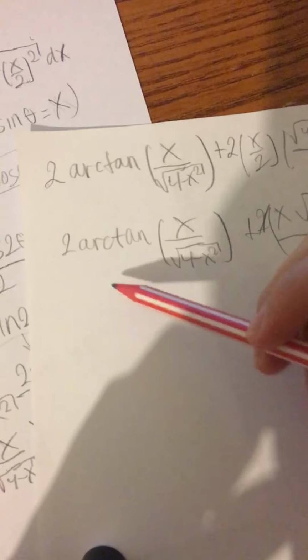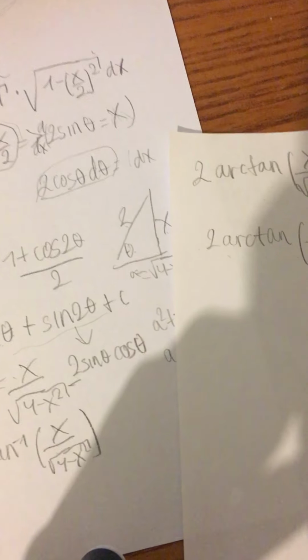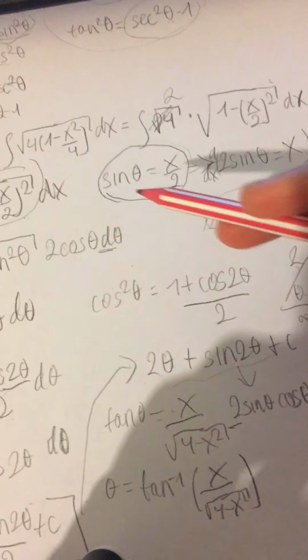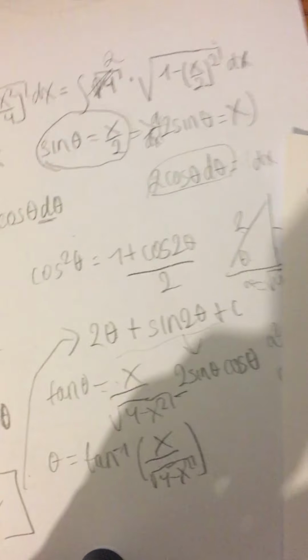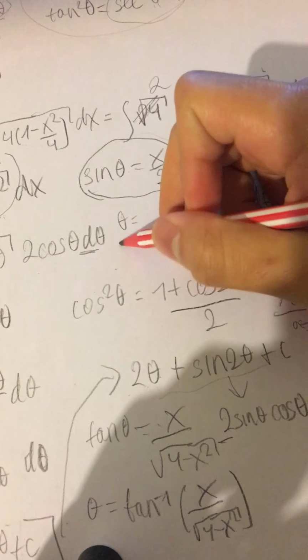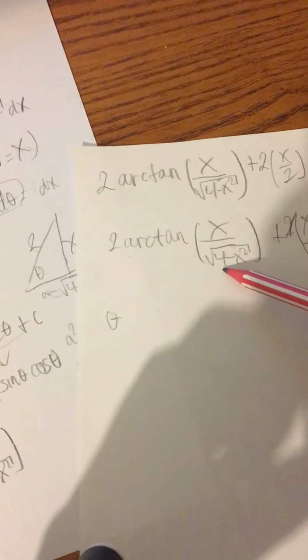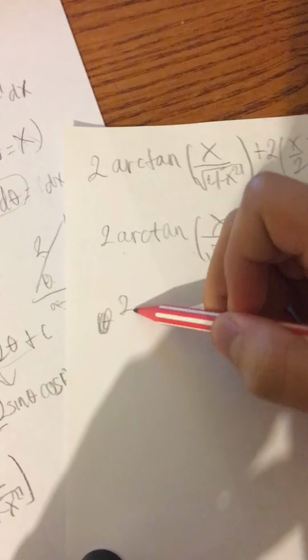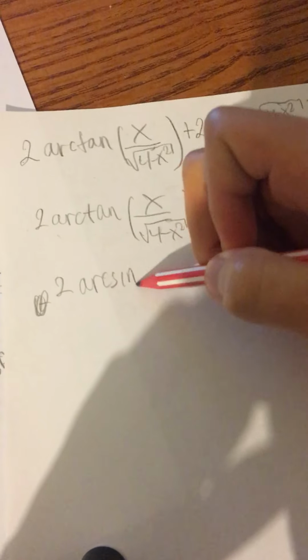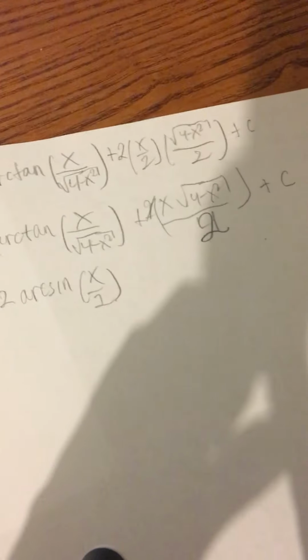And also, notice that here I wrote arctangent. You can also do arccosine or arcsine. So if I used arcsine, for example, my theta would have been arcsine of x over 2. So then instead of 2 arctan of all this, I could have written 2 arcsine of x over 2. That's also something you can do. Okay, yeah, I'm just going to end right here.